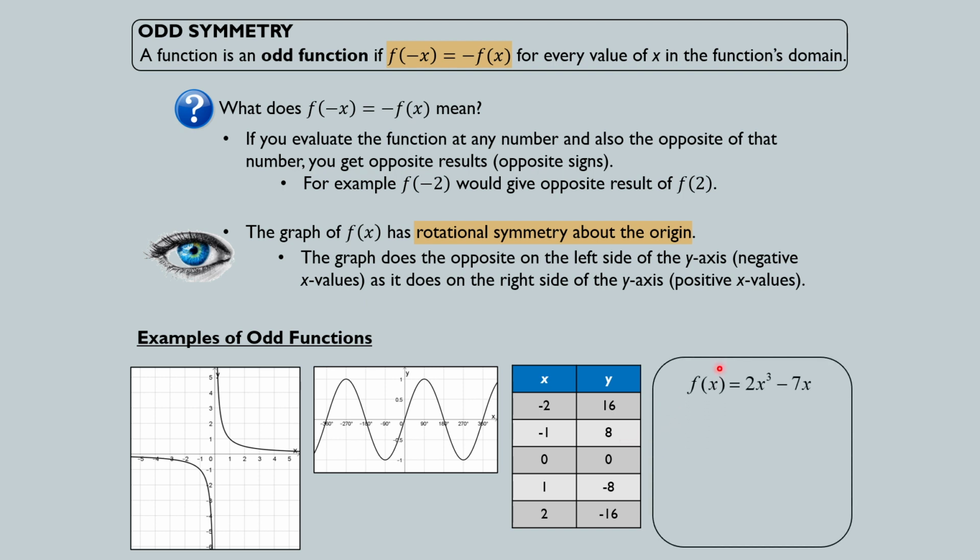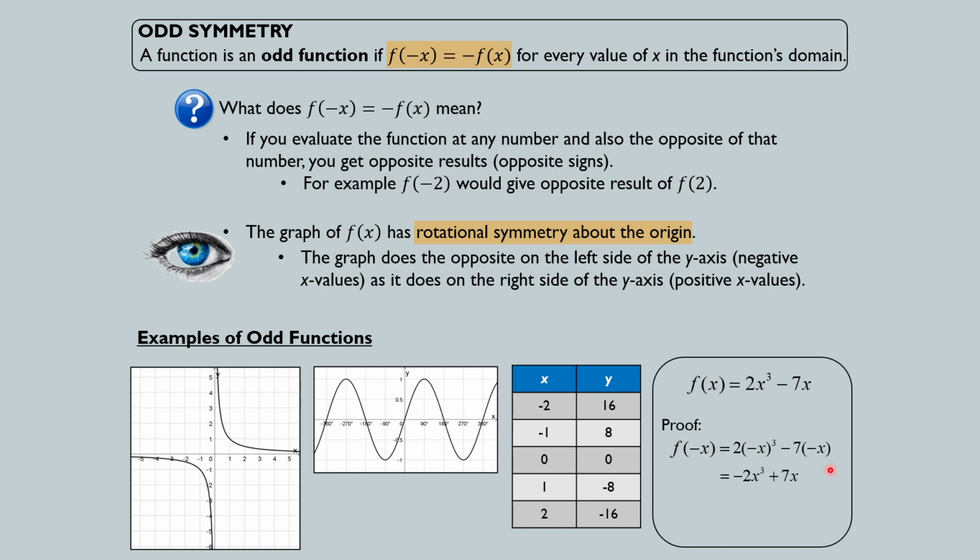What if we have an equation? Well, we can do just exactly the same thing we did before. We'll substitute in a value of -x and see what that expression looks like. When we do that, we get this. Now negative x times negative x times negative x, so that's going to give us negative x cubed. And negative 7, or minus, subtracting 7 times negative x, we can rewrite that as simply plus 7x. So when we simplify, we get this.